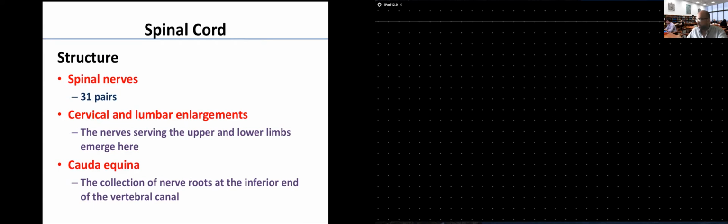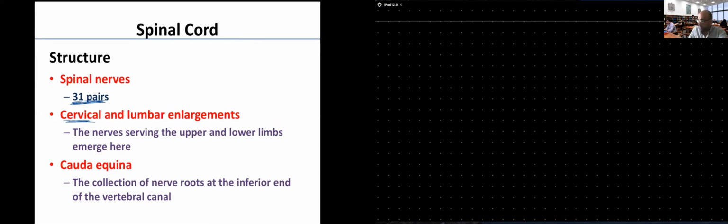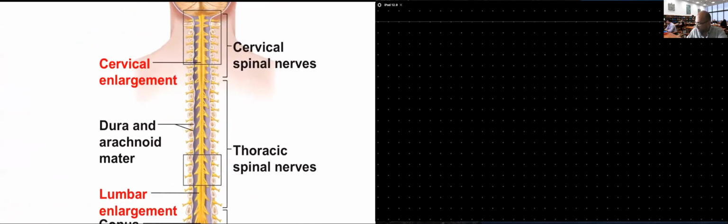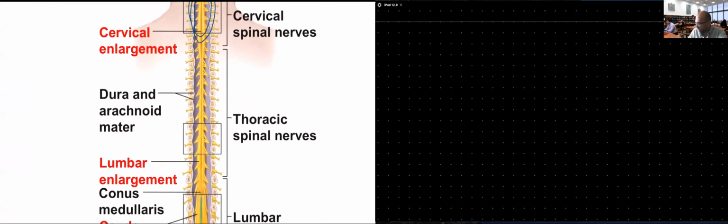All right, so moving on to the spinal cord. The spinal cord contains 31 pairs of nerves. And we've got cervical and lumbar enlargements. You see on here, this is my cervical enlargement of the spinal cord, and this would be my lumbar enlargement.